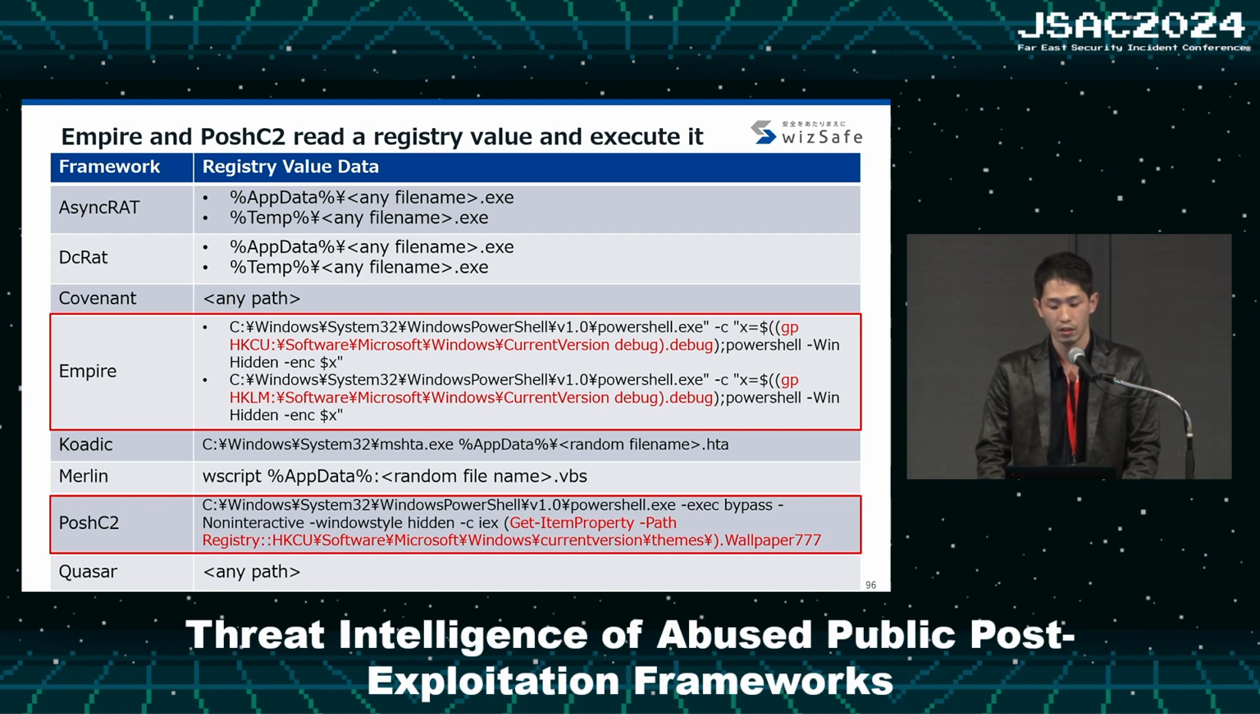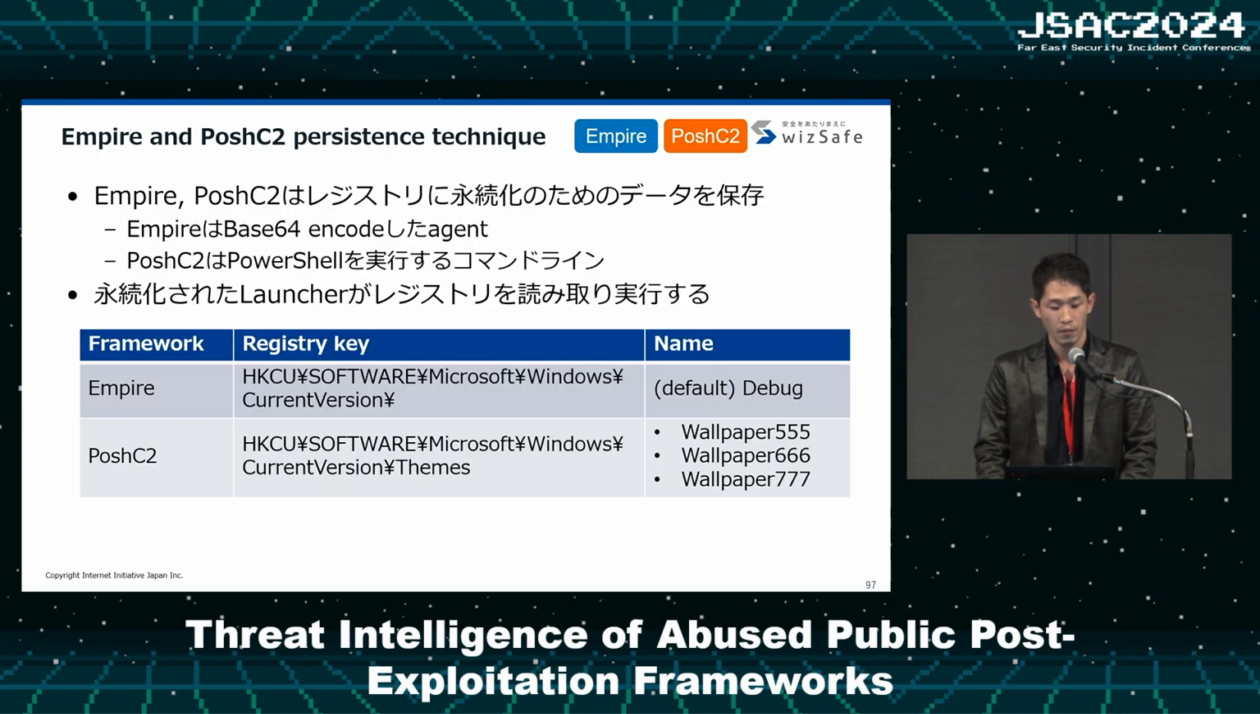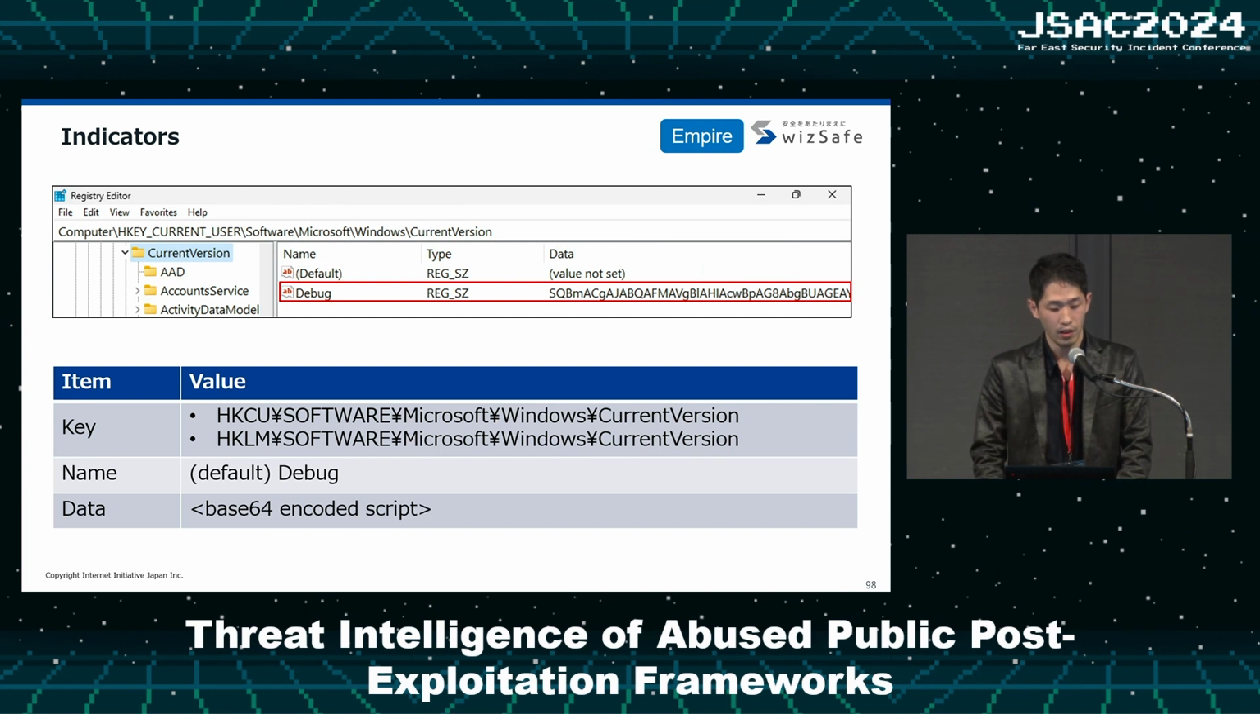Next, Empire and Post C2. When it comes to this, there's the command line we've registered, and this command line uses the Get-ItemProperty command, reading the registry value, and that value will be executed in the command. So this Empire and Post C2 is not only for the run key, but it will be stored, read the data in the registry, and execute it as a flow. This is part of the technique. Once it gets persistent, the launcher will execute.